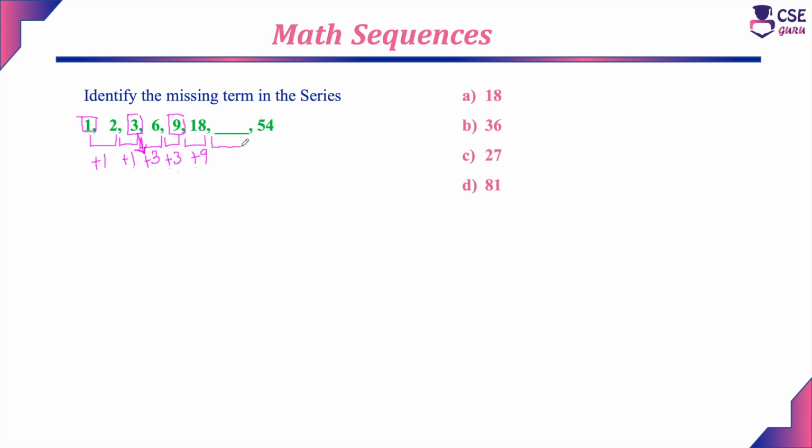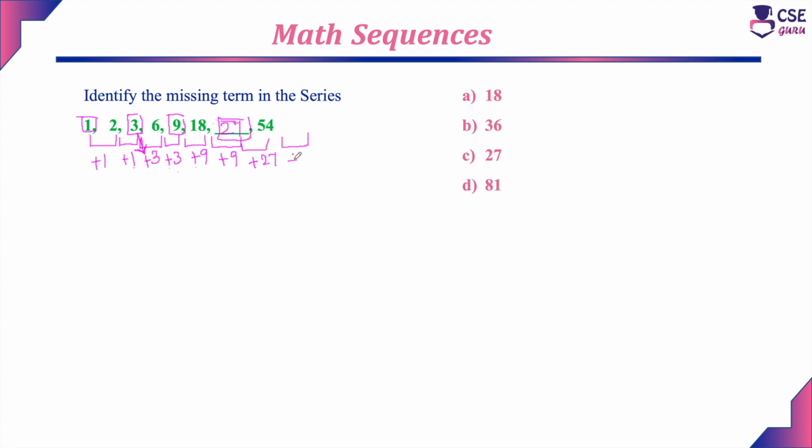And the next term also is plus 9. So here, if you are considering this pattern 1, 1, 3, 3, then it must be 9, 9. So 18 plus 9, we will get 27, right? And here, this is the first term, third term, fifth term, and this is the seventh term. And next it must be plus 27, right? So plus 27, we are getting 54.